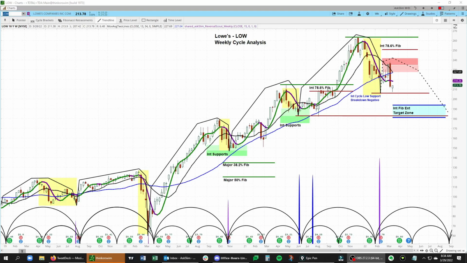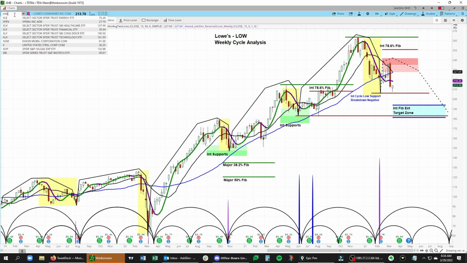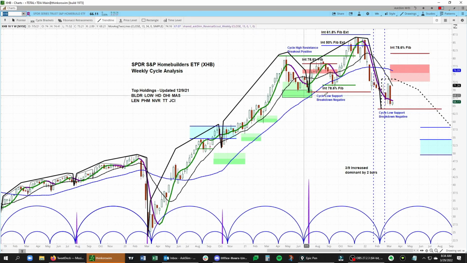This is a Slim trade idea video update for a short-term short in LOW. This is the LOW weekly chart. I first want to look at the XHB, which is the sector, because it's really sending us some very clear messages, in my opinion, based on everything we're looking at here.